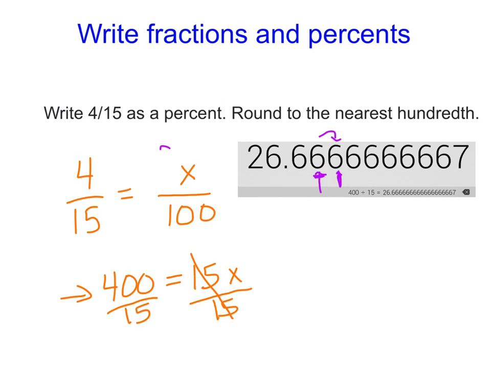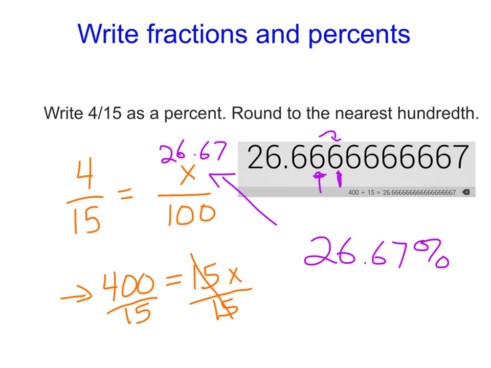So I'm going to get x is going to be 26.67 over 100. And remember that 26.67 per 100 would be the same as 26.67%. So this right here is how I would write 4/15 as a percent.